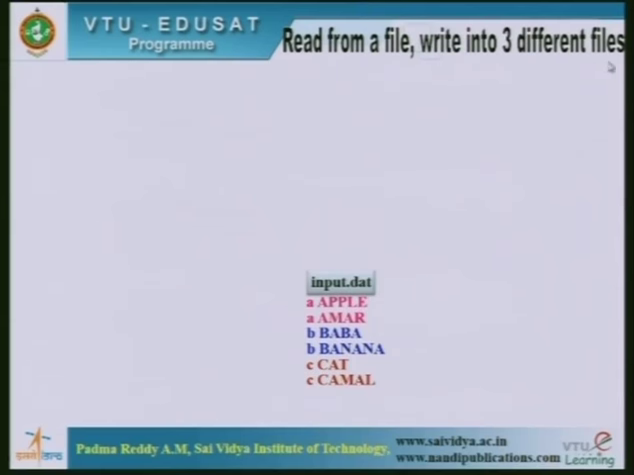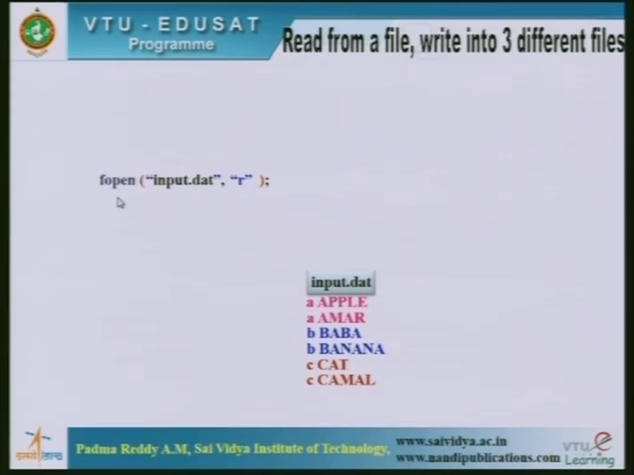So total how many files we have to create? 3 different files you have to create, but only one file exists. Now let us see what to do. We have to open this particular file. In which mode? Read mode. So what should I write here? Within the double quotes, r. So if I have to open this file in read mode, which function I have to call? fopen function I have to call. So here close the parenthesis and end with a semicolon.